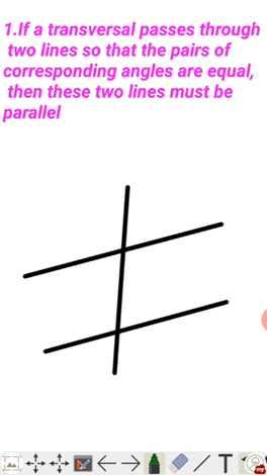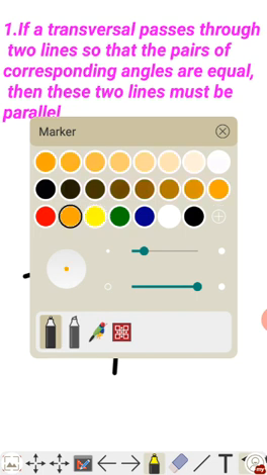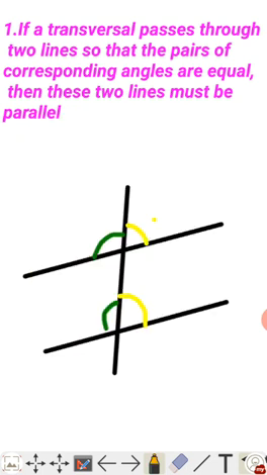Now we will prove it. First of all we will find the corresponding angles. So this and this are your first pair of corresponding angles. The next pair we will see is this and this. Also the third pair we get, this and this, which I have drawn in orange color. And the fourth pair of corresponding angles, in blue color, you can see this and this.